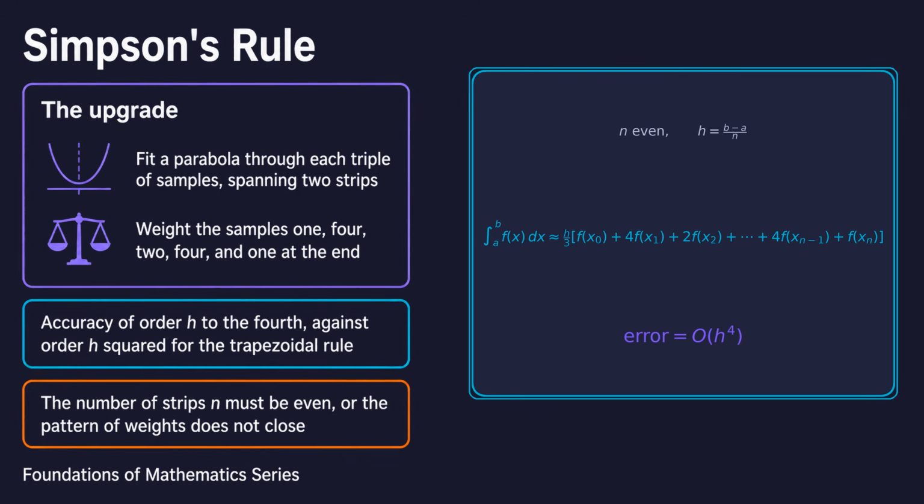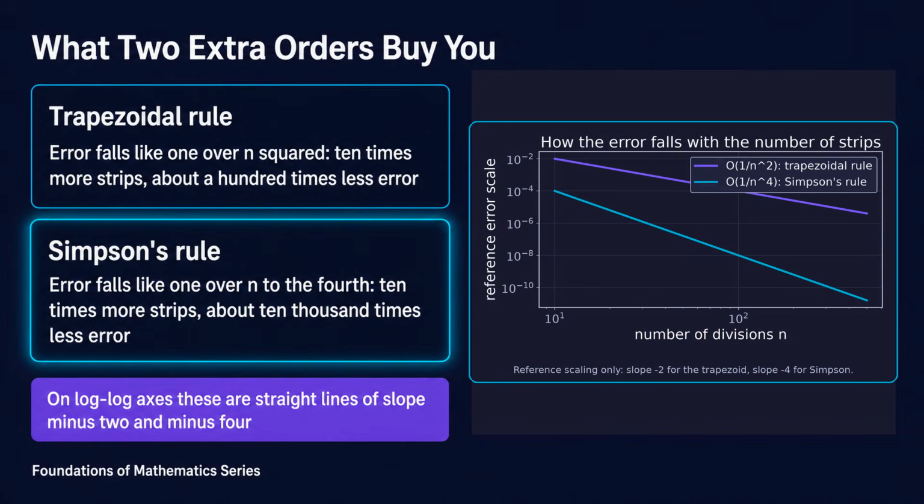The payoff is accuracy of order h to the fourth, against order h squared for the trapezoidal rule for the same sample points. Let us translate those orders into something practical. For the trapezoidal rule, the error falls like 1 over n squared, so multiplying the number of strips by 10 cuts the error by roughly a factor of 100. For Simpson's rule, the error falls like 1 over n to the fourth, so the same tenfold increase cuts it by roughly a factor of 10,000. That is 2 extra orders of magnitude per decade, and over the range of n you would actually use, it is a gap of many decimal places rather than a marginal improvement.